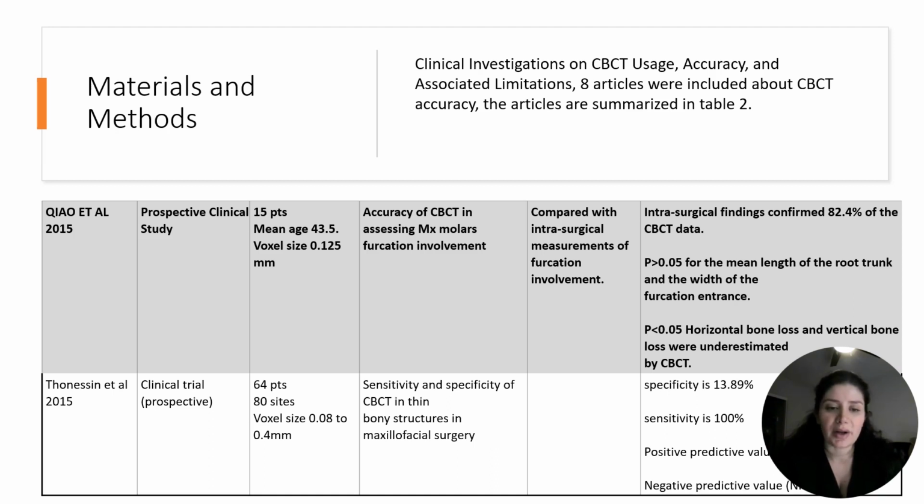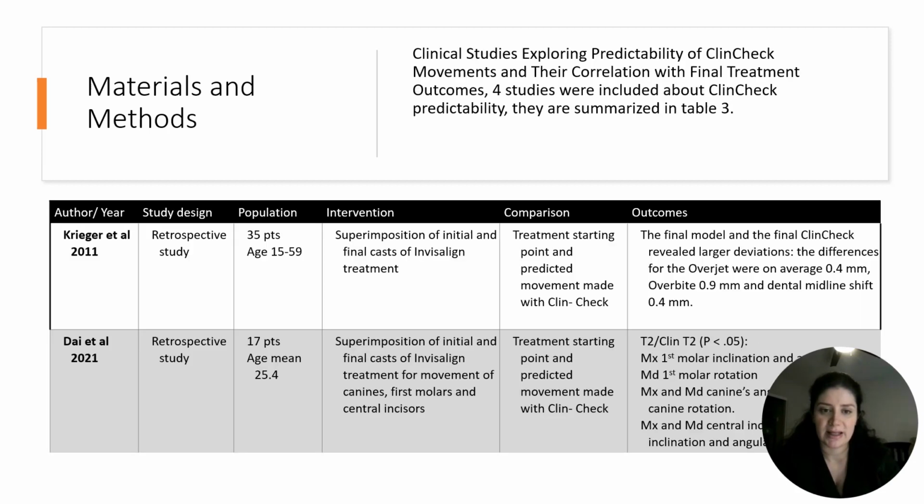While Tonisin et al. in 2015 had a clinical trial with 64 patients and a voxel size of 0.08 mm. He looked at the sensitivity and specificity of CBCT in thin bony structures in maxillofacial surgery, and he came up with those results. We also came up with 4 more articles about the ClinCheck predictability for the movements that we have in orthodontics.